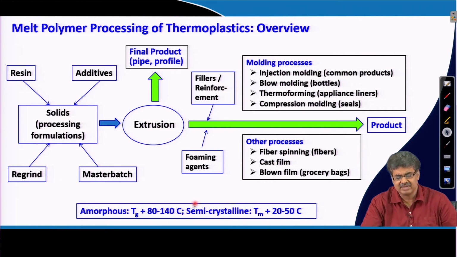Similarly, for a semi-crystalline material, the processing is done 20 to 50 degrees centigrade above the melting point. If the temperature is too high, then obviously the viscosity will be too low and it will be difficult to process. Similarly, if the temperature is too low, then the viscosity will be very high, and it will also be difficult to process. So, this is a typical window of temperature at which polymer processing is done.